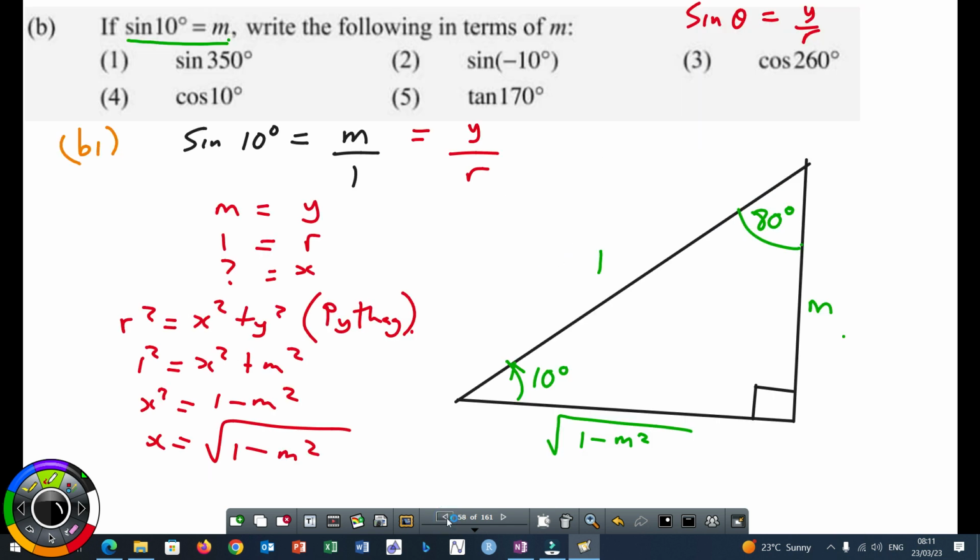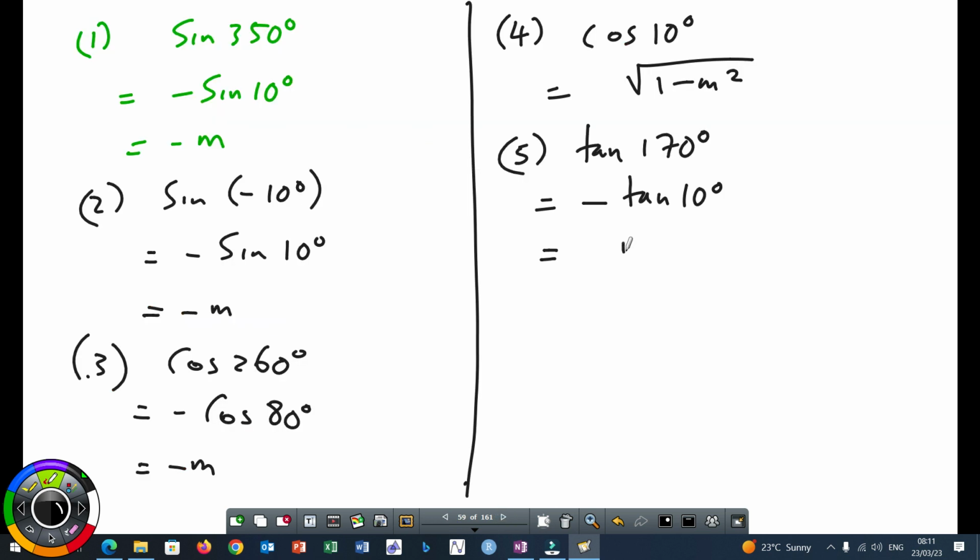If we don't know, we go back to the diagram. Okay? So, our reference angle is 10 degrees. Tan is equal to opposite over adjacent. So it will be m divided by the square root of 1 minus m squared.